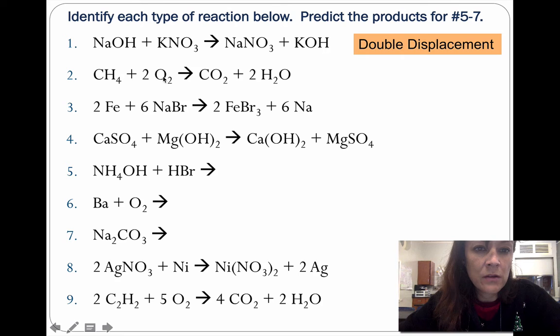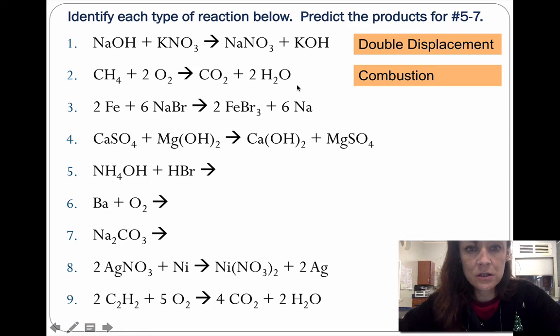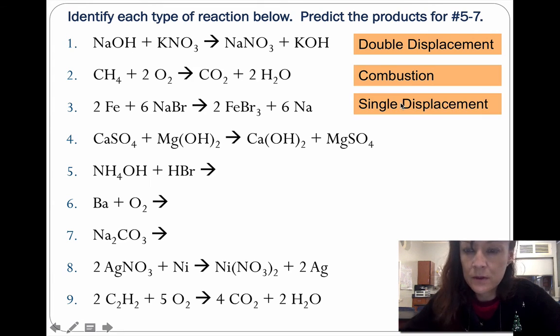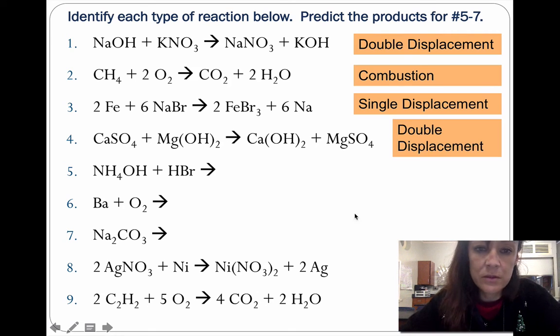Look at this one. I've got oxygen. In the presence of oxygen, releases carbon dioxide and water. Sounds like a combustion reaction to me. This next one, I start off with a single thing. It looks like it's replacing my metal there. Looks like a single displacement. Here I've got a nice long one. You can probably see it right away if you notice the calcium, what it starts off with, and then what it ends up with. It ends up with what the magnesium started off with. So that's a double displacement.